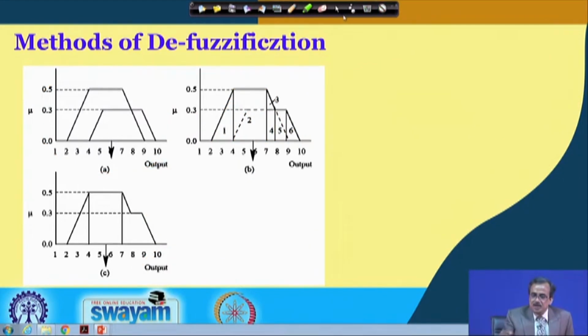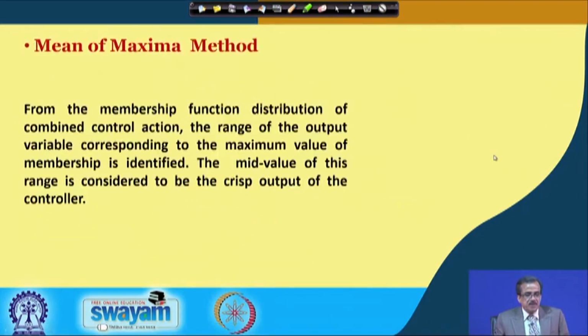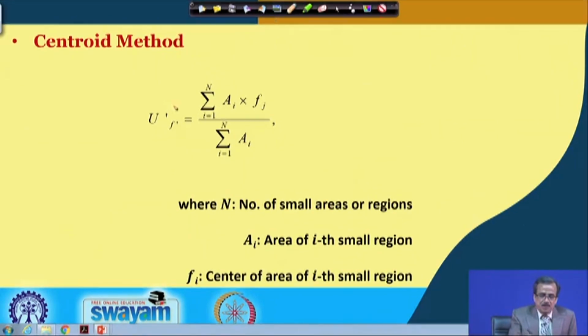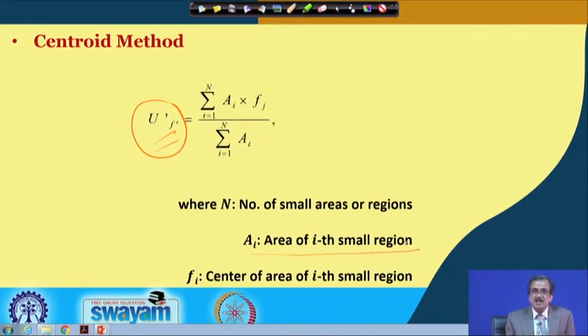Now, once you have this area and center of area, you can use this centroid method to find out what should be the crisp output. Now, the crisp output, that is nothing but u prime, f prime, is nothing but summation i equals 1 to n of a_i multiplied by f_i, divided by summation i equals 1 to n of a_i, where a_i is nothing but the area of the ith small region, and f_i is nothing but the center of area of the ith small region.